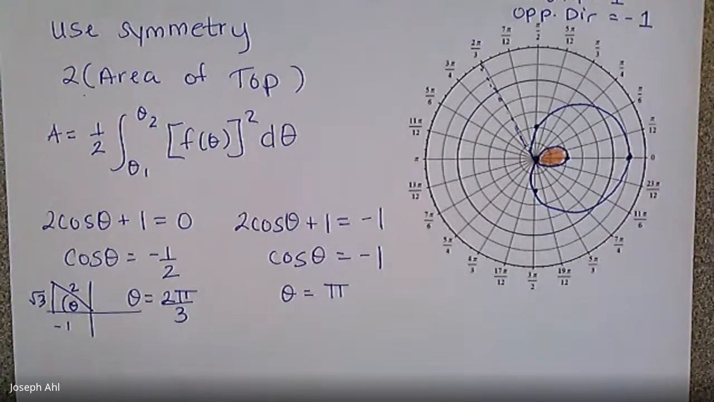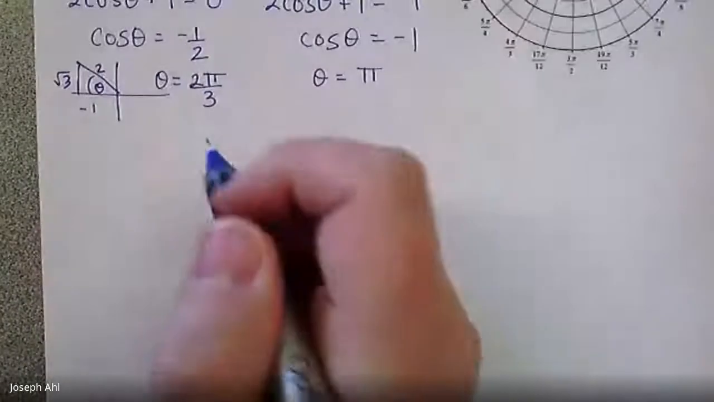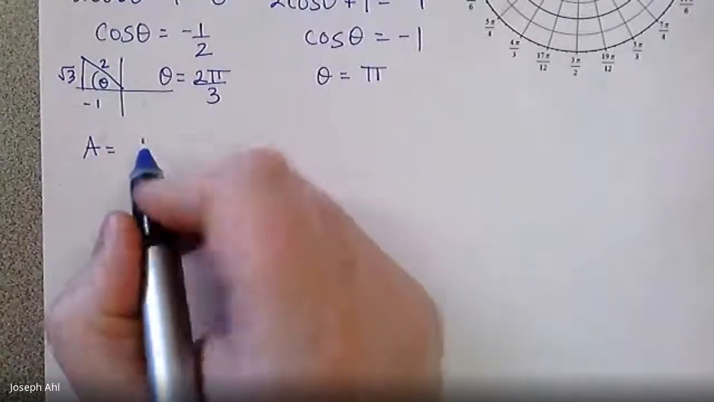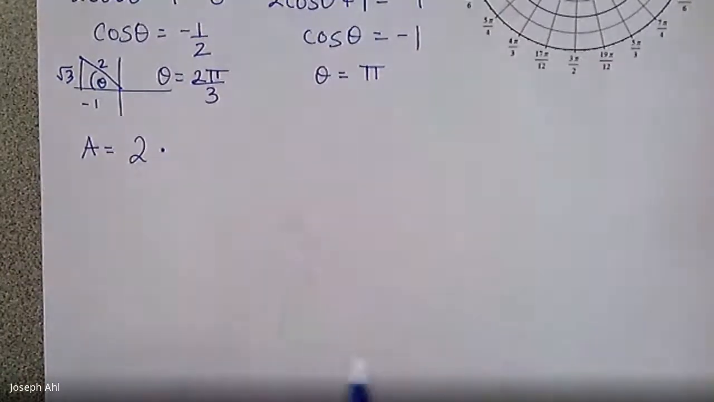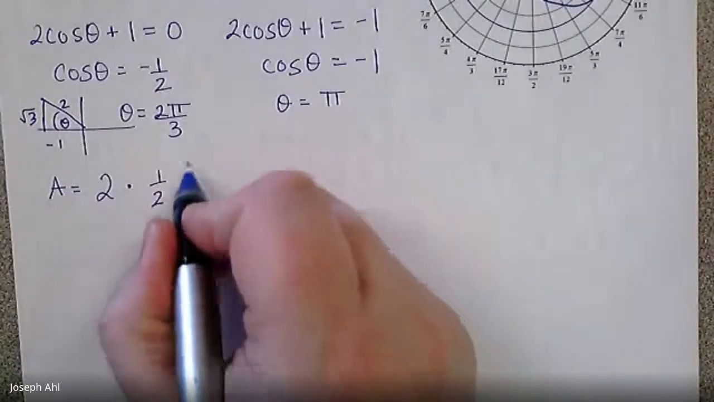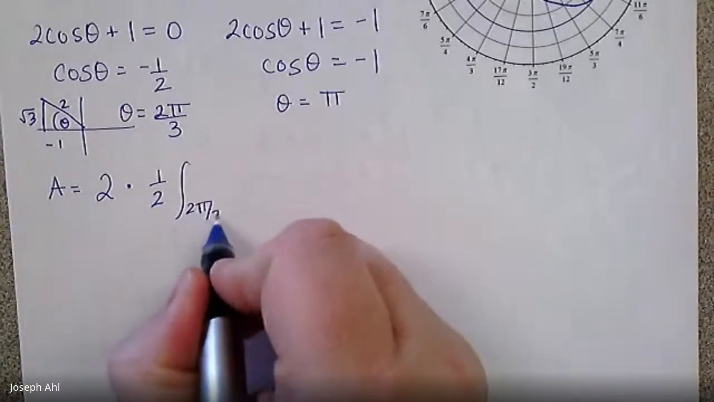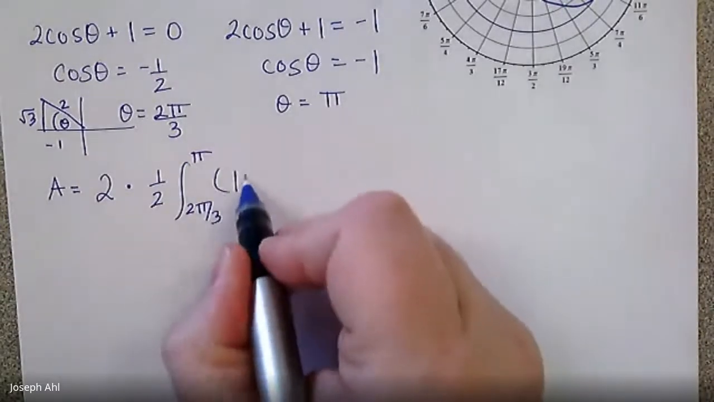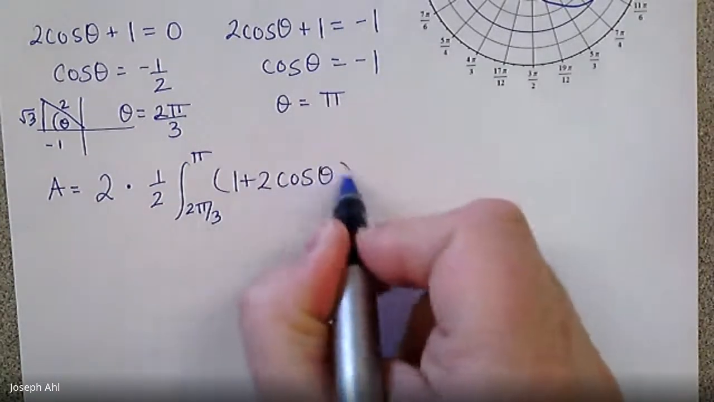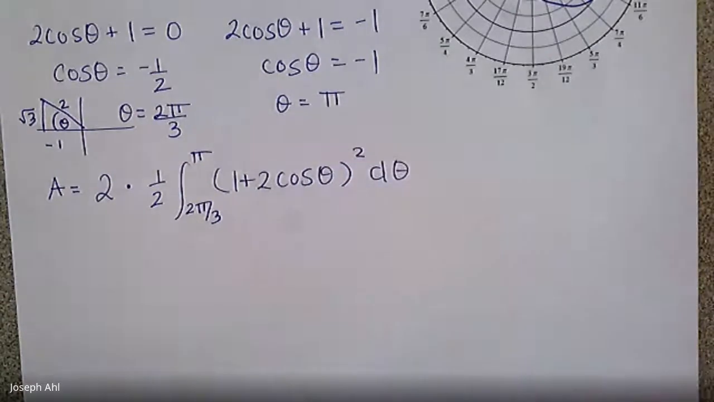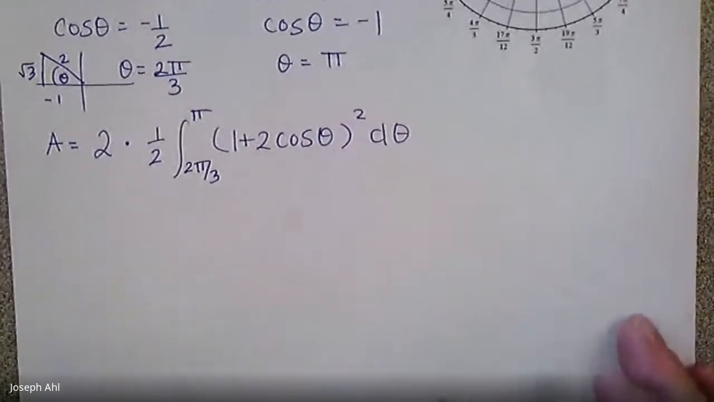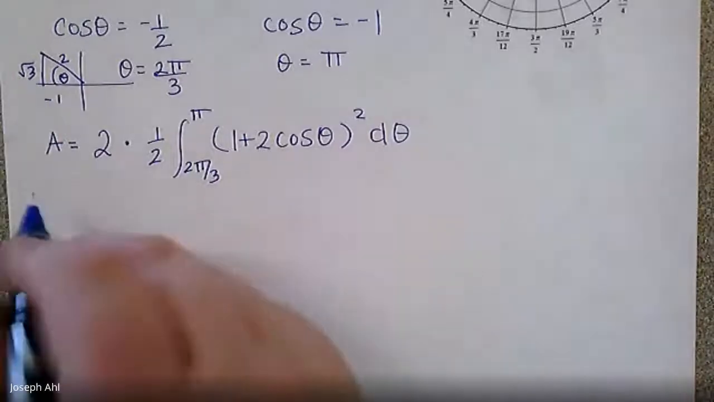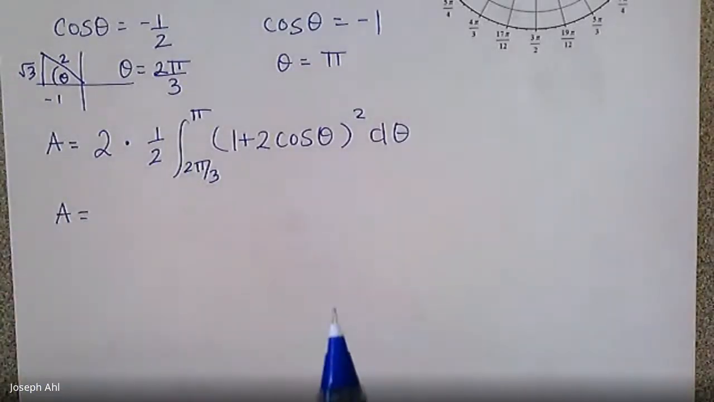Okay, so I think we're ready to go then. The area would be 2 times, right? Because we want to double this because we're doing our symmetry here. 2 times 1/2. Theta 1 is 2 pi over 3 to pi. And then we're going to multiply that by, or take the integral of, 1 plus 2 cos theta squared d theta. Okay. So of course our 2 times 1/2 cancel out to leave you with a 1 out there.